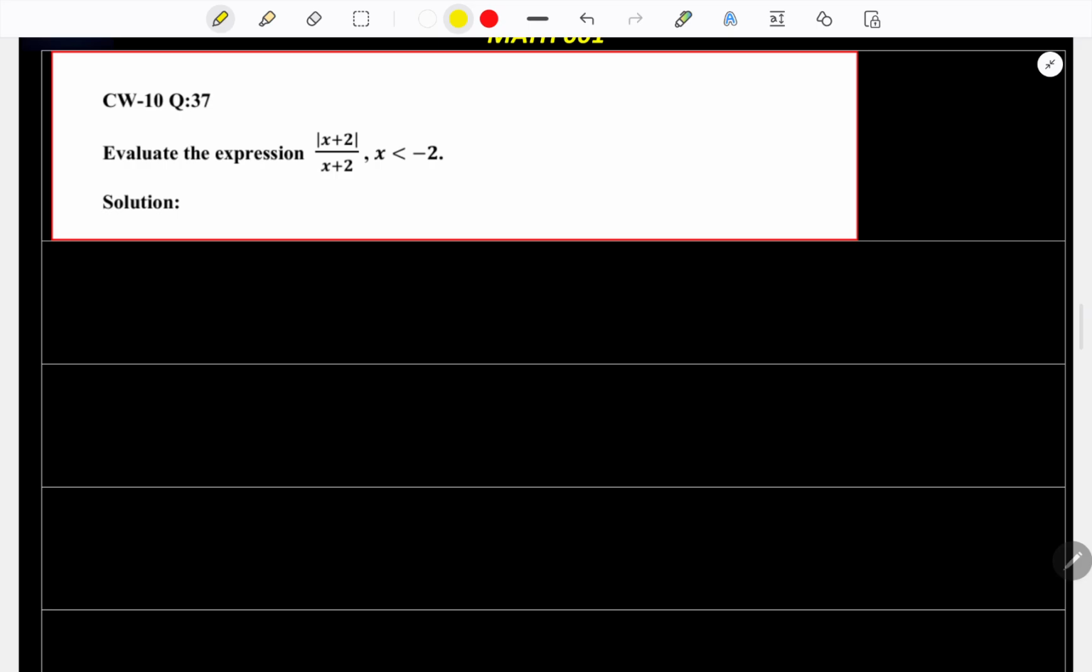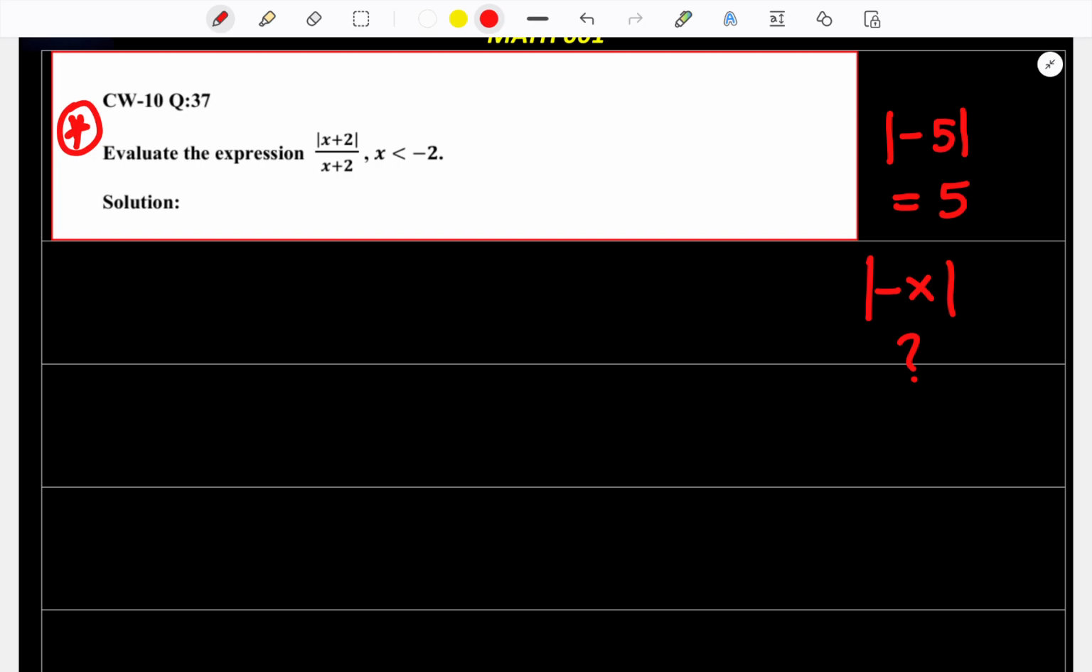This is a very, very important question. Okay, keep in your mind. Evaluate the expression: absolute value of x plus 2 over x plus 2, where x is less than minus 2. Let me ask you one question. If I give absolute value of minus 5, immediately you will tell 5. Suppose I give minus x, can you tell it is equal to plus x? No, we cannot say, because we don't know what value x takes.